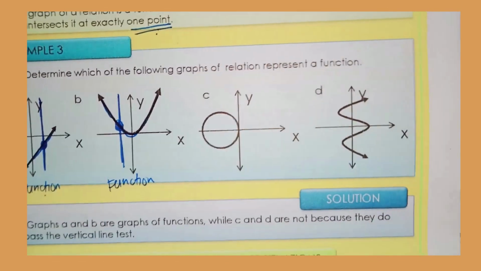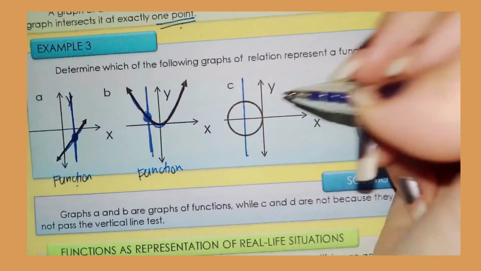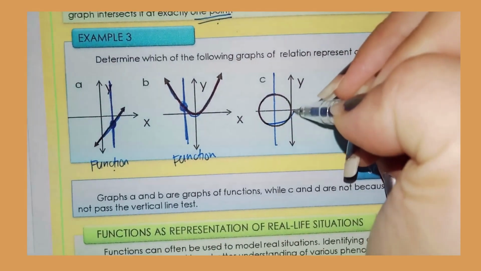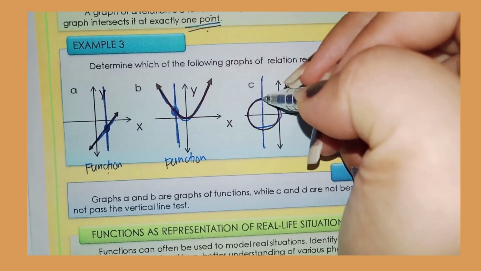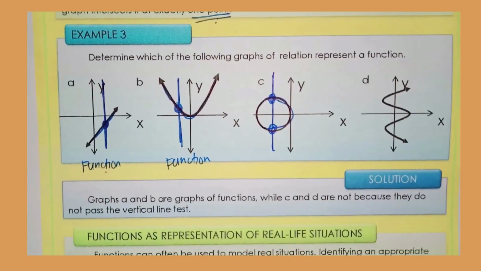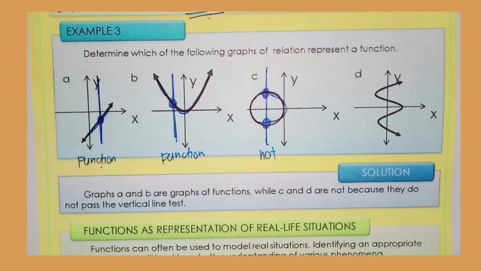Next, letter C. Magdodraw ulit ako ng vertical line. Ito naman yung graph natin, yung bilog na to. So, kung mapapansin niyo, yung line natin, natamaan niya ng 2 beses yung ating graph. So, dahil dalawa siya, ang tawag dito ay not function.